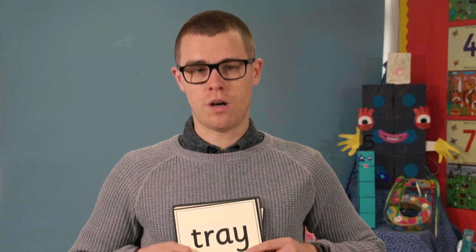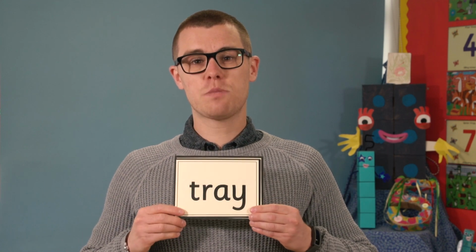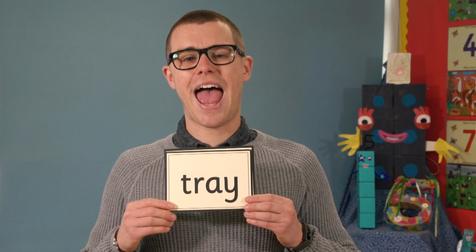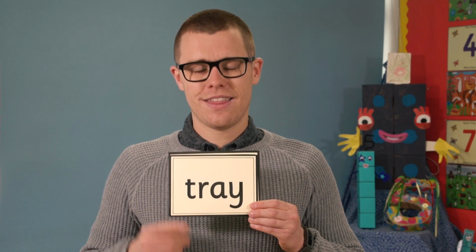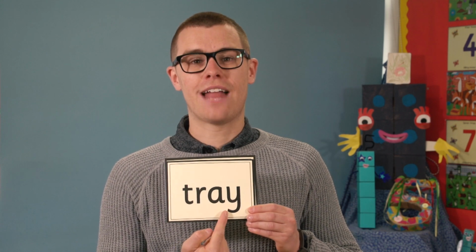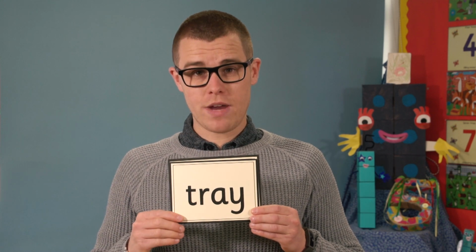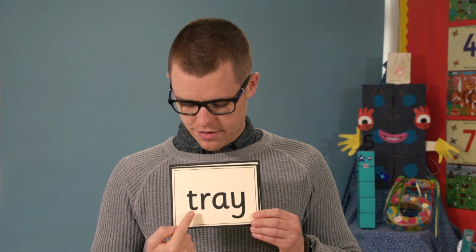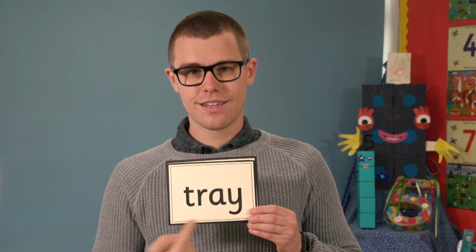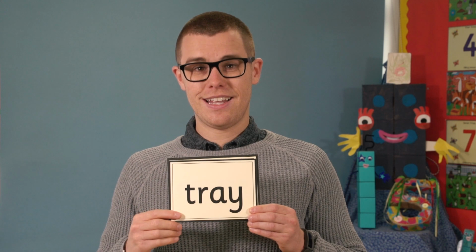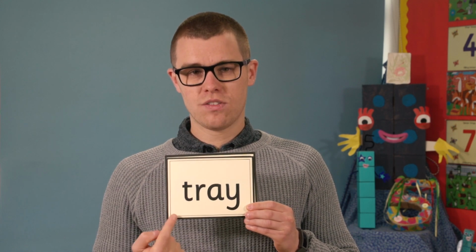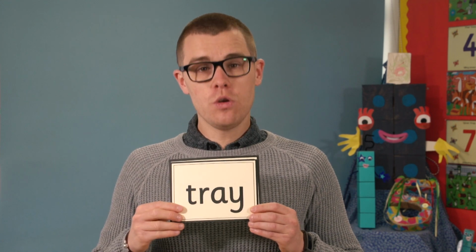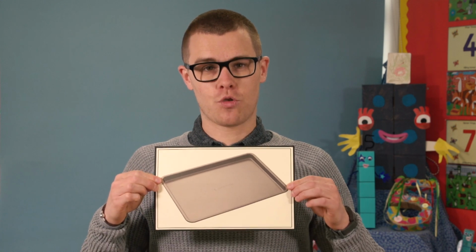What about this word? Can you spot the grapheme that says A? That's right, yes. Here it is at the end. Ready to read? Off you go. Let's read together. T, r, a. Tray. You use a tray to carry things. Here is a food tray.